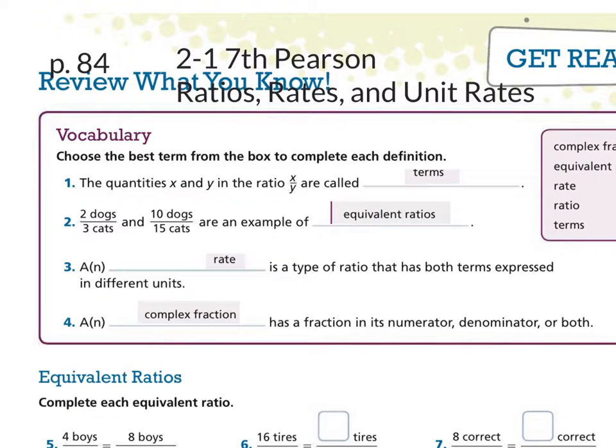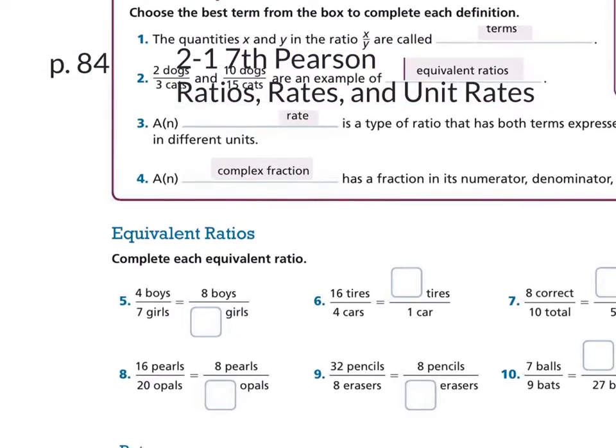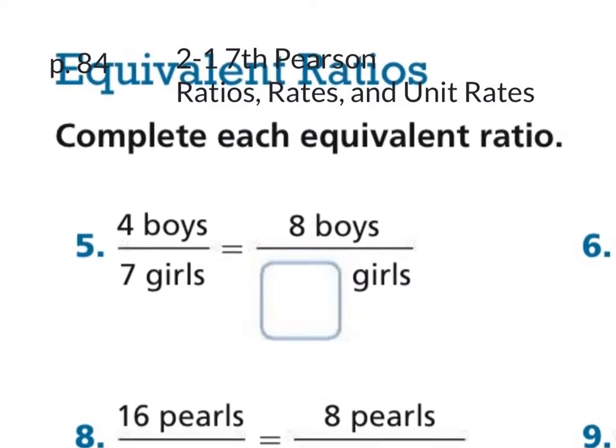Not to spend too much with this, but we could just look at number 5. They want us to complete these equivalent ratios. What we can do for these sometimes is find a pattern. So 4 boys for every 7 girls, that would be 8 boys for how many girls? We can just look and see how do we get from 4 boys to 8 boys. We're looking for an answer of multiplying by something or dividing by something to get there. So that would be 2 times as many boys.